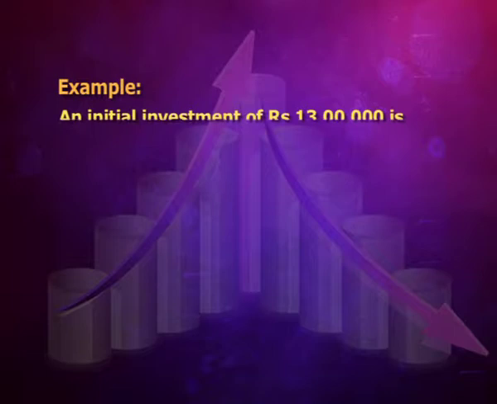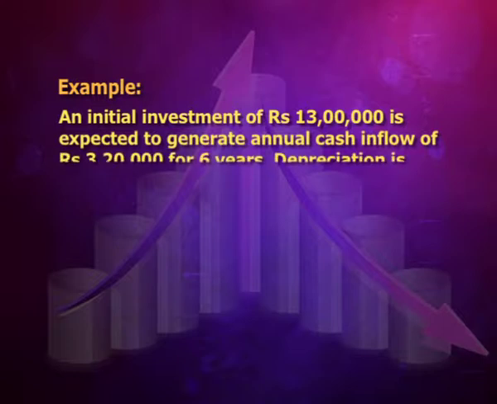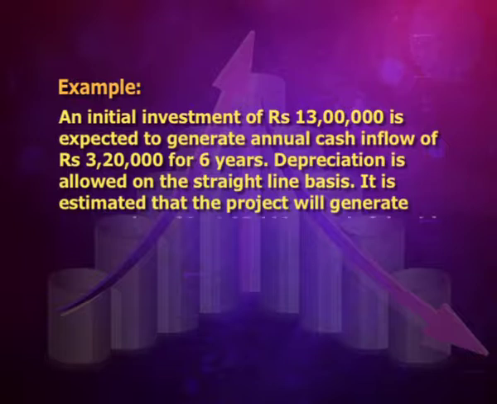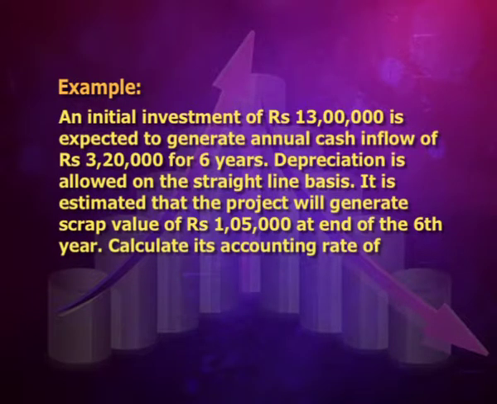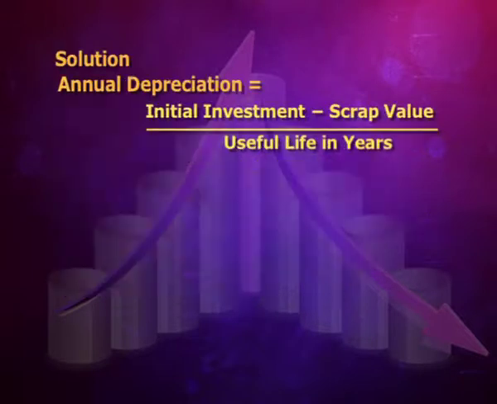An initial investment of rupees 13 lakh is expected to generate annual cash inflow of rupees 3,20,000 for 6 years. Depreciation is allowed on the straight line basis. It is estimated that the project will generate scrap value of rupees 1,05,000 at the end of the 6th year. Calculate its accounting rate of return assuming that there are no other expenses on the project.